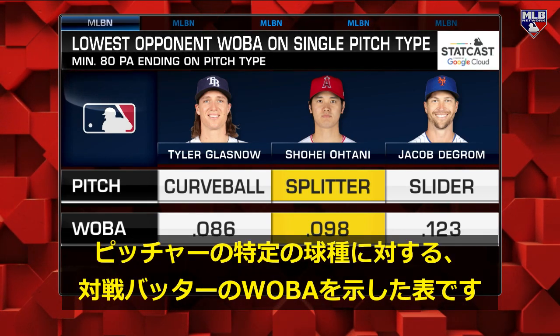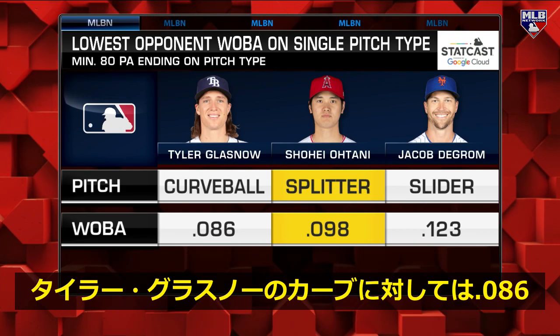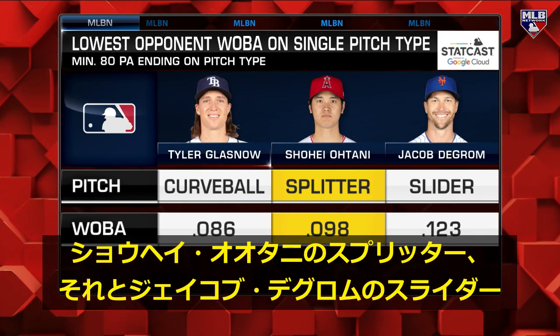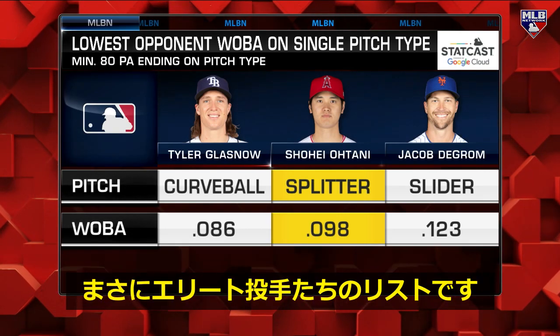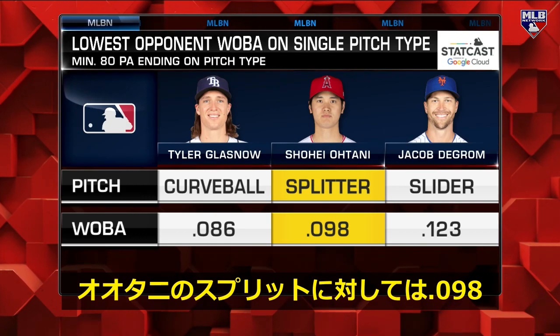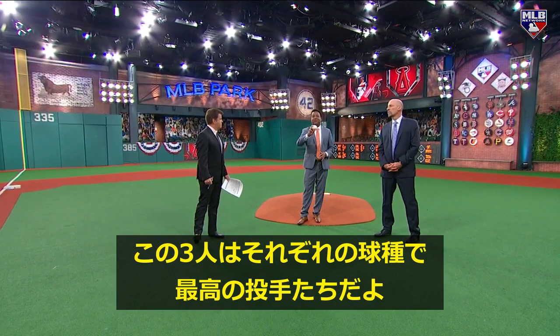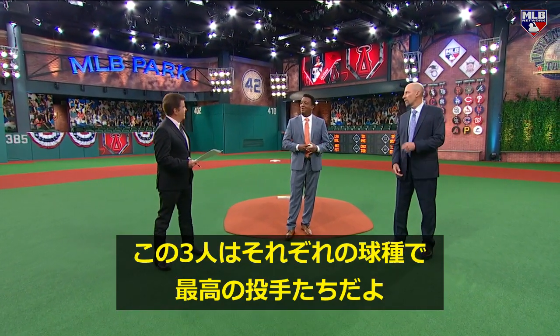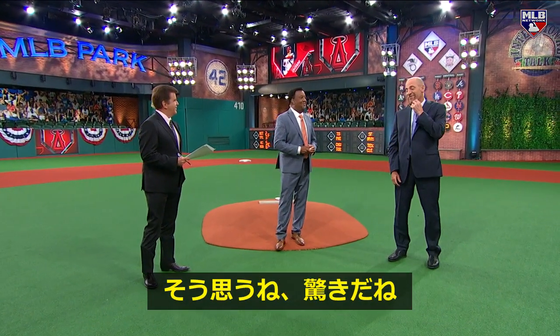But on a single pitch type, Tyler Glasnow's curveball, he's out, of course, he's hurt. Curveball is 86. Shohei Ohtani's splitter, and then Jacob deGrom's slider. That is the elite list there, isn't it? It is. They're hitting 98 off Ohtani's splitter, Pedro. Imagine one of those three having those three categories on his three pitches. Wow. Imagine that. Amazing.